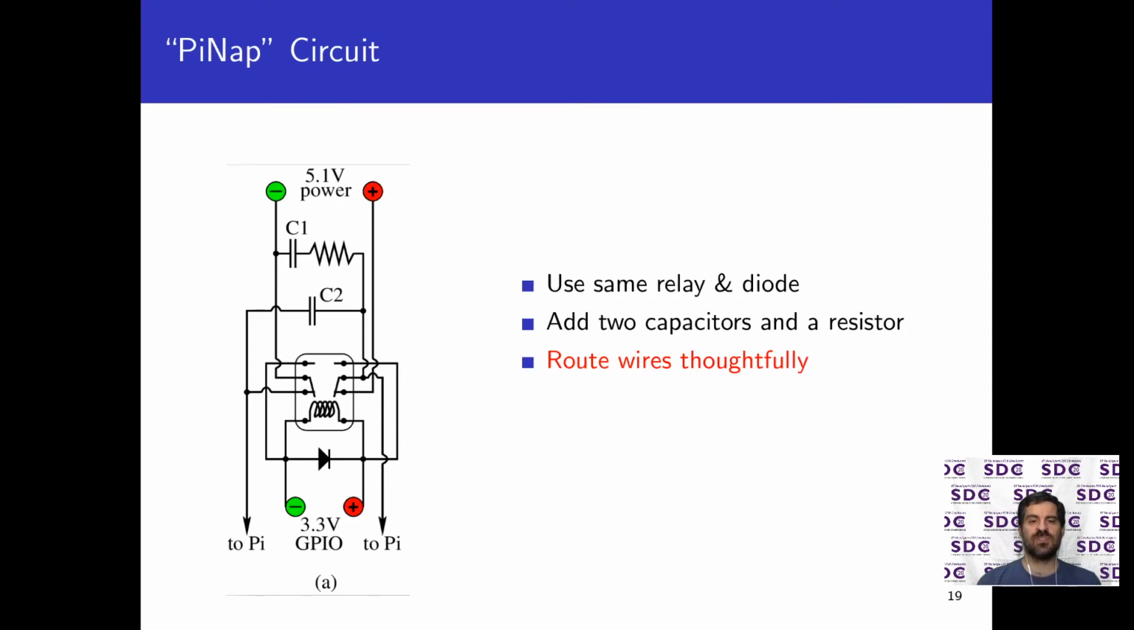PiNap starts with the same relay and diode as the previous circuit and adds 2 capacitors, a resistor, and a few thoughtfully laid out wires. One capacitor helps the relay switch over to its normally open contacts. The other capacitor keeps the relay coil energized while the Pi is powered off. We control the time the Pi is off by the capacitance of C1. A larger capacitor means a longer nap. Our testbed cuts power for roughly 10 seconds.